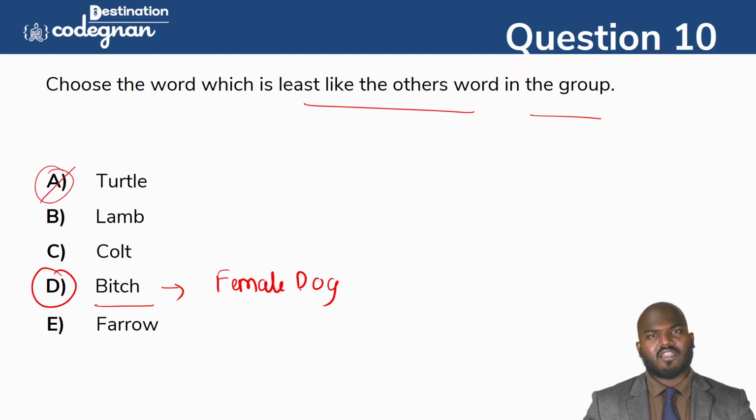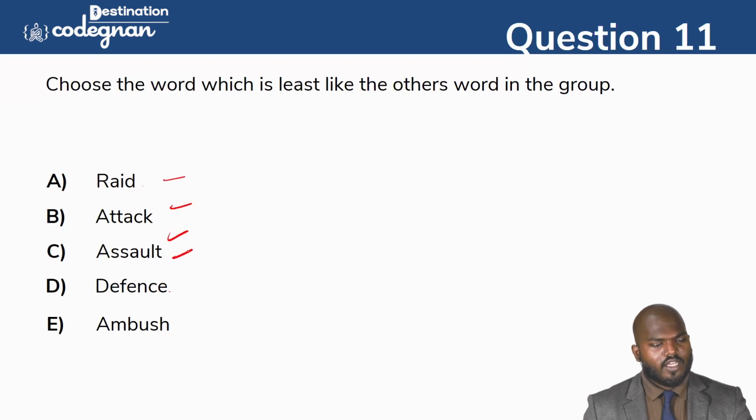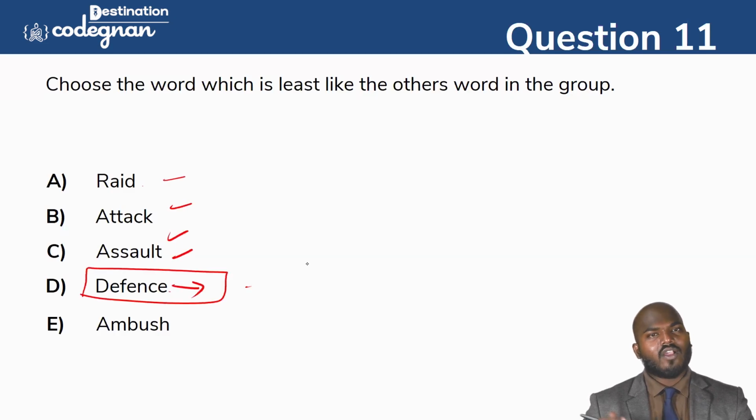It's just mentioning the different way. So that's what we can call it here. And next, choose the word which is least like the other words in the group. So: raider, attacker, assault, defense. You see this one, everything is a form of attack except the defense. The defense is different, you can't redefine this one, right? So probably you can go for option D.